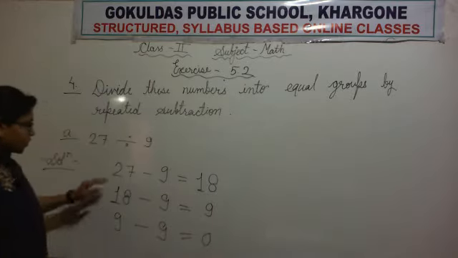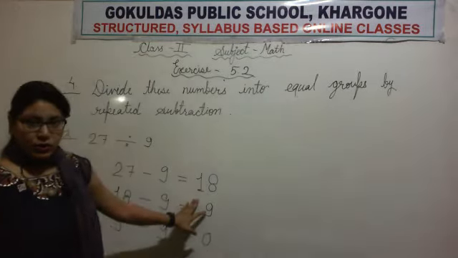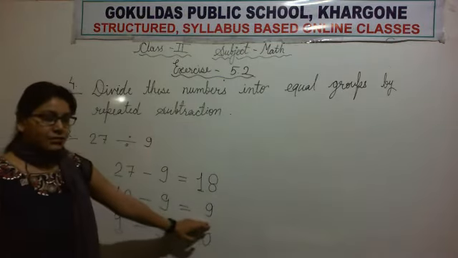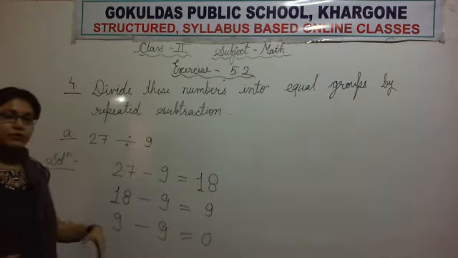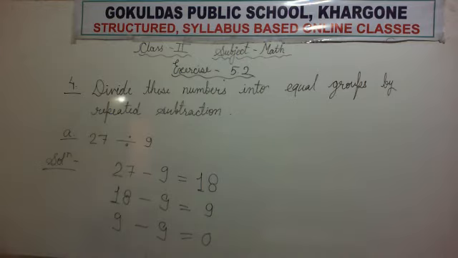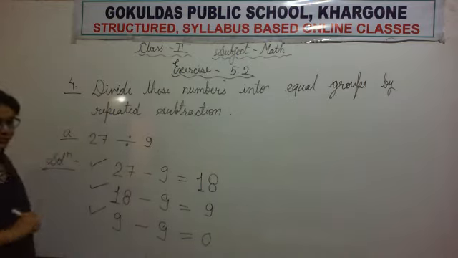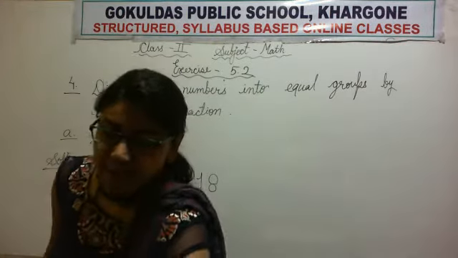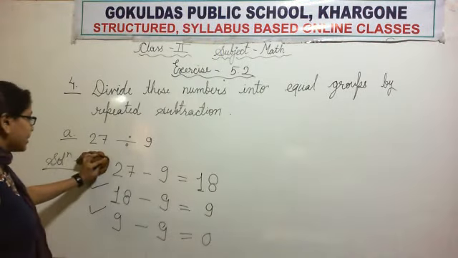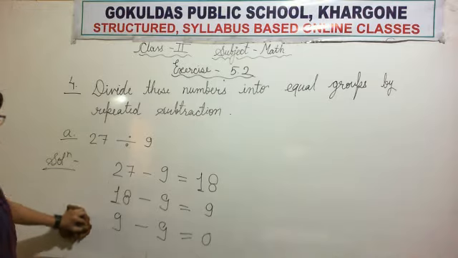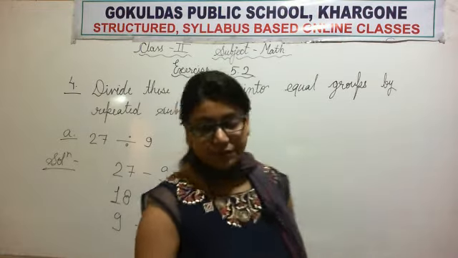We reach 0. So 27 minus 9 is equals to 18. 18 minus 9 is equals to 9. And 9 minus 9 is equals to 0. How many times have we subtracted? 1, 2 and 3. We had subtracted 3 times. It means our answer is 3.